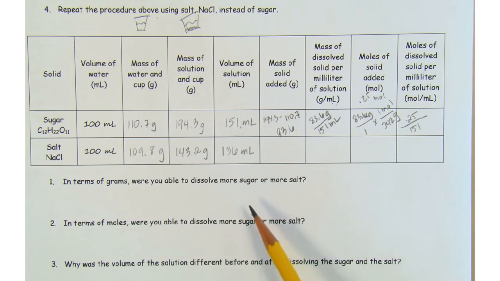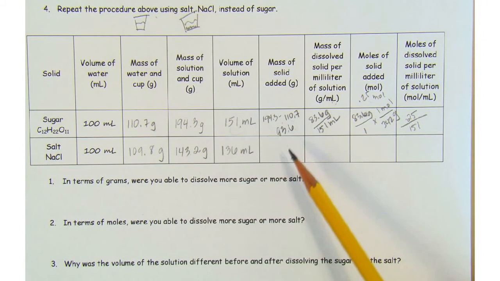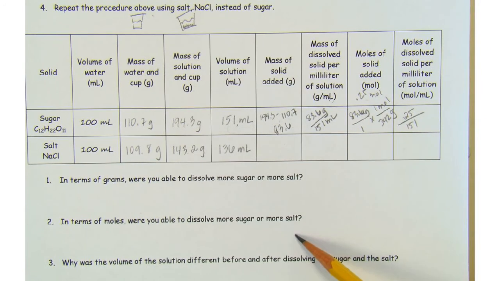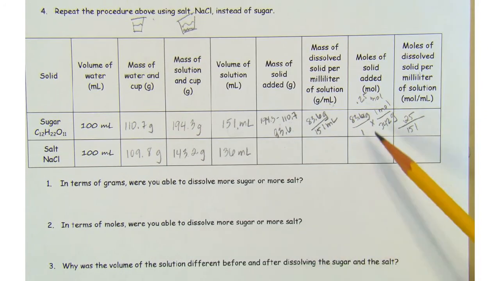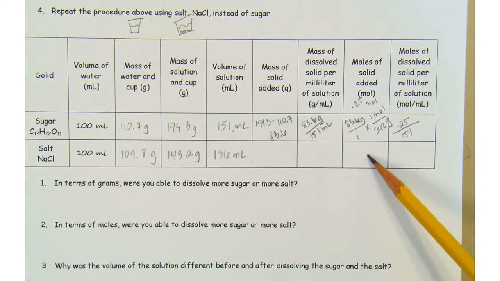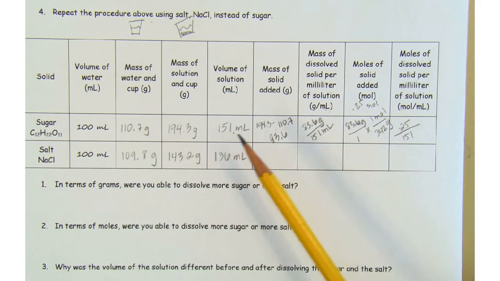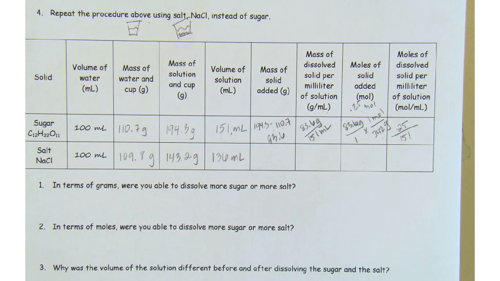Number 1, in terms of grams, were you able to dissolve more sugar or more salt? So you want to compare the grams you have. The grams of sugar, the grams of salt. Which were you able to dissolve more of? In terms of moles, were you able to dissolve more sugar or salt? Okay, you're comparing the moles. Last question, why is the volume of the solution different before and after dissolving the sugar and the salt? So why is this volume different from my starting volume? Okay, those are the 3 questions you need to think about. If you still have questions, you can see me after school.